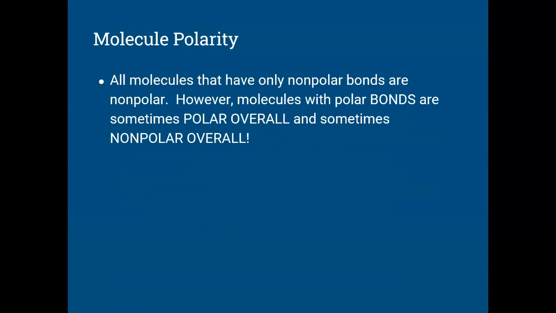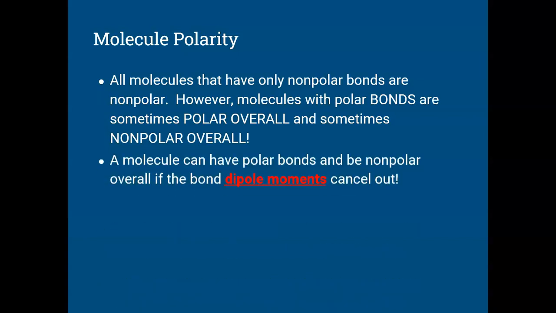Now, we talked about looking at each individual bond to figure out if the bond is polar. But then we have to look at the molecule as a whole because many molecules contain more than one bond. So to figure out if a molecule is polar, we're going to look at the bonds and see how they interact. Now, if the molecule has nonpolar bonds, it's automatically nonpolar. However, molecules with polar bonds are sometimes polar overall and sometimes nonpolar overall. A molecule can have polar bonds but be nonpolar overall if the bond dipole moments cancel out.